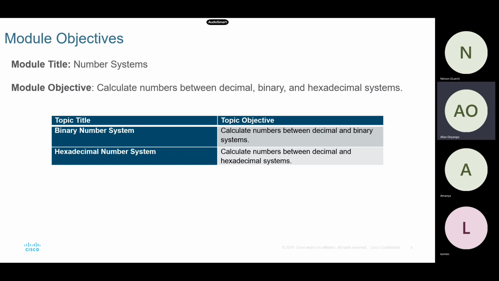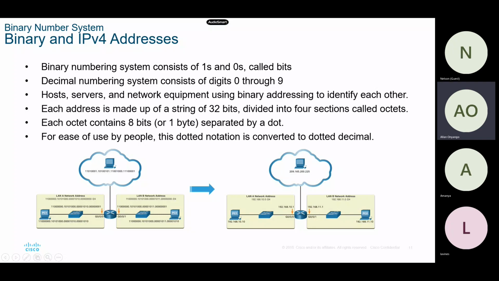You can see the objective of our study is to calculate the number between decimals, binaries, and hexadecimal. Trust me, you're gonna enjoy this. It's an interesting one to study. Not so much theory.